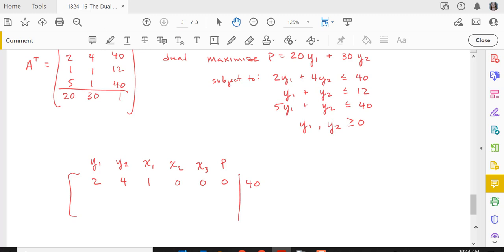Right? Because the corresponding system would say 2y1 plus 4y2 plus x1 equals 40. The second row will be 1, 1, 0, 1, 0, 0, 12. This is the second slack variable. For your third constraint, 5, 1, 0, 0, 1, that's your third slack variable, 0, 40.